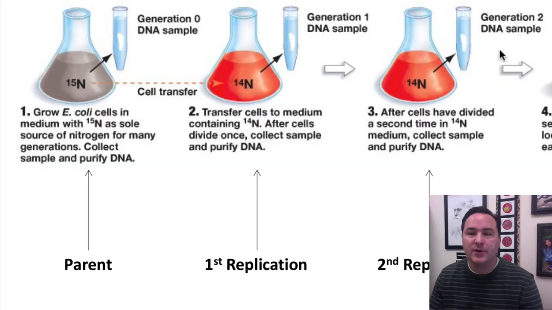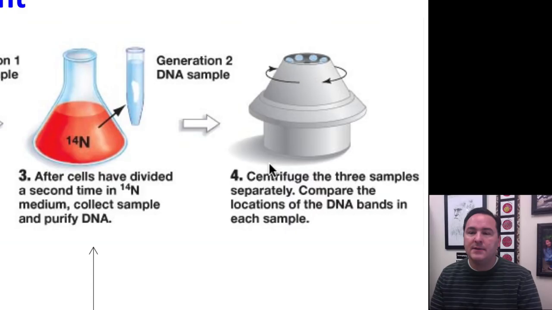So now we've got samples from generation 0, 1, and 2. And then they busted open the cells and allowed just DNA to be present in these samples. Then they took these samples and put them in what's called a centrifuge. In this centrifuge, they spin this down at really high speeds. Things that are heavier go further towards the bottom, and things that are lighter go a little bit higher, right? So it's a way of separating things based on their mass.